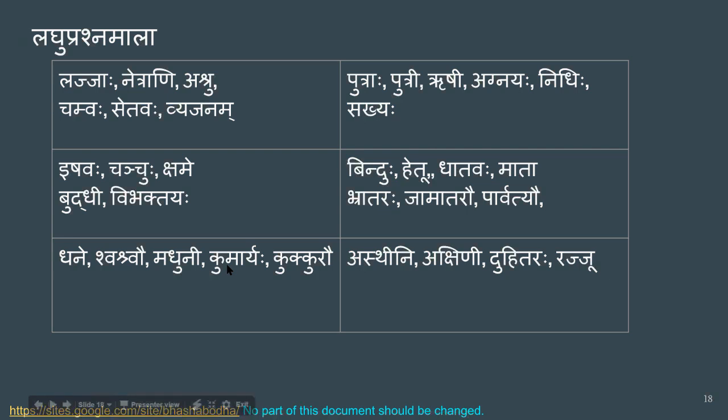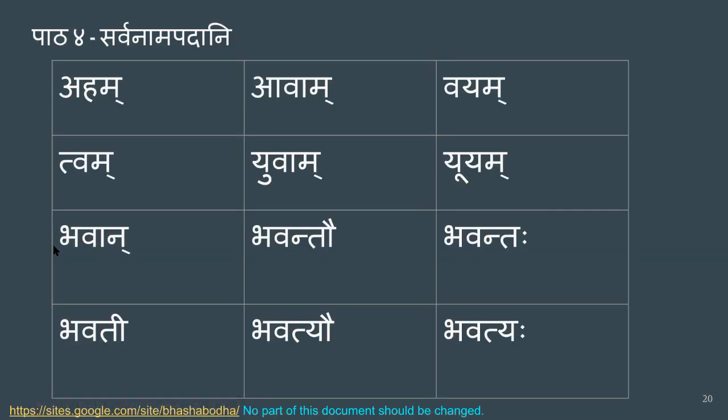Okay. So we went through this, and I don't want to mute all of you because you may be having some questions in between. So you can ask. Yeah, that is much better. Now we went through that, and then we also looked at aham, avam, vayam, tvam, yuvam, yuyam, bhavan, bhavantau, bhavantaha, bhavati, bhavatyau, bhavatyaha. So these are sarvanama padani, or pronouns.